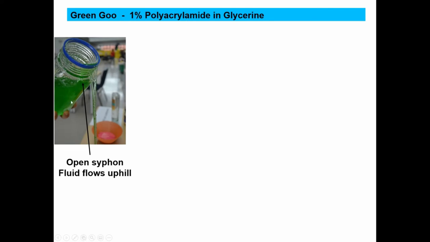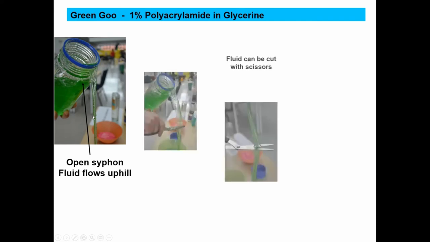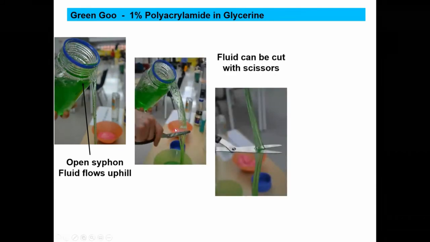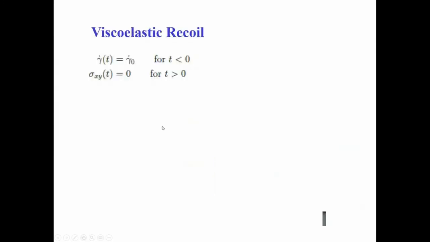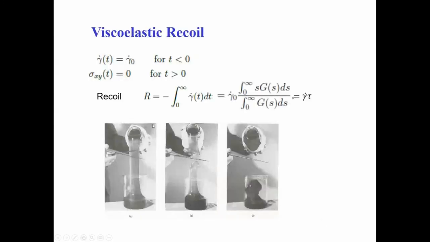And you can see, first of all, that it does this open siphon. Once you get some out, it flows uphill. And in fact, the only way to stop it is to cut it with a pair of scissors. So it's almost as if it's behaving like a piece of elastic rather than a fluid. And it's much more dramatic if I can actually show you this in person. So maybe when we get back into the university, I'll try and retrieve the fluid and show you it. Okay. So you get this idea that you get this elastic recoil as well.